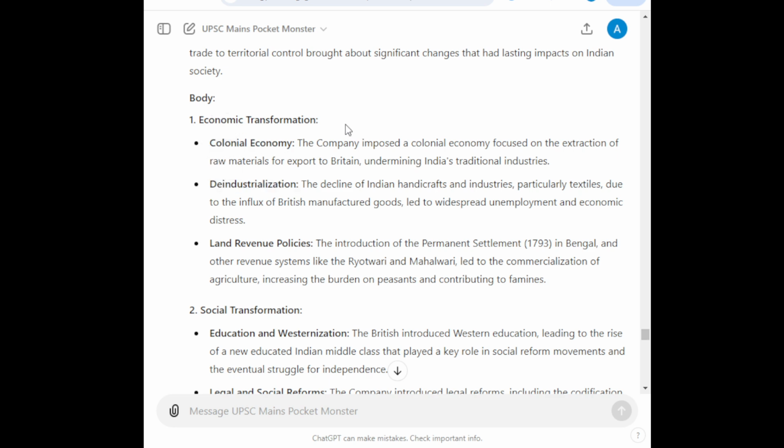So basically we know these dimensions, but it is necessary to mention them as separate things, where they're extracting raw materials from here. That's colonial economy. And when you're killing the manufacturing inside, that is deindustrialization, right? That's a nice word. All right.